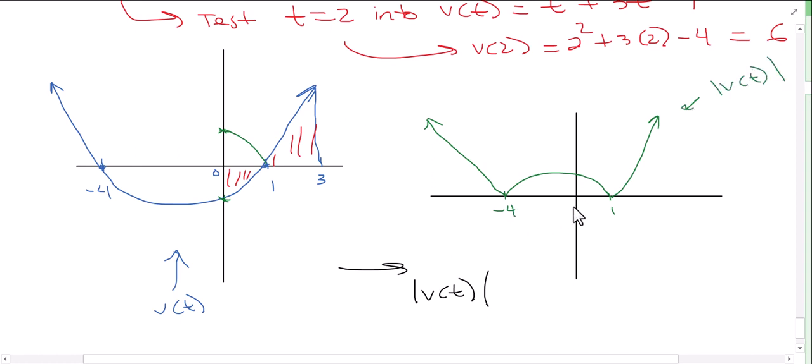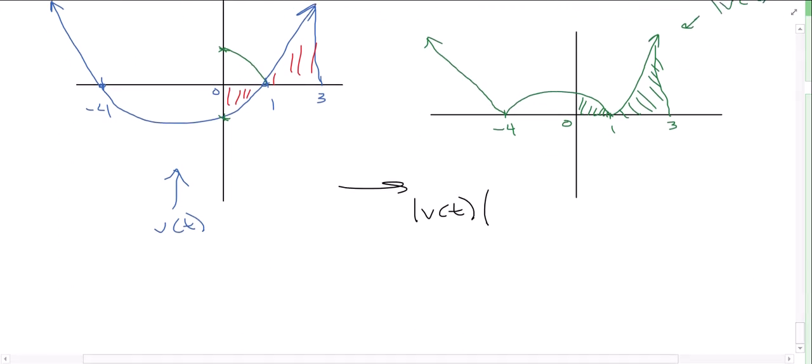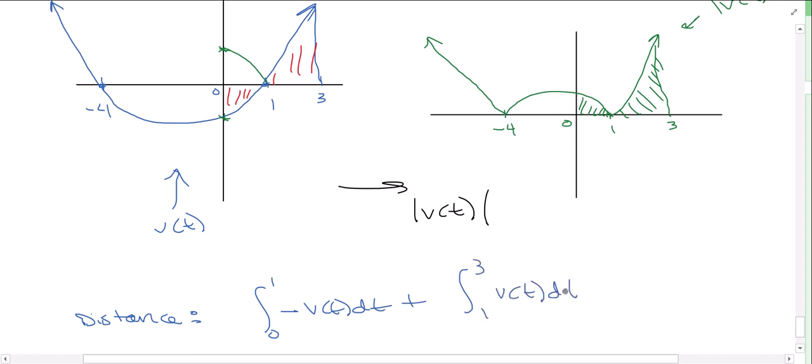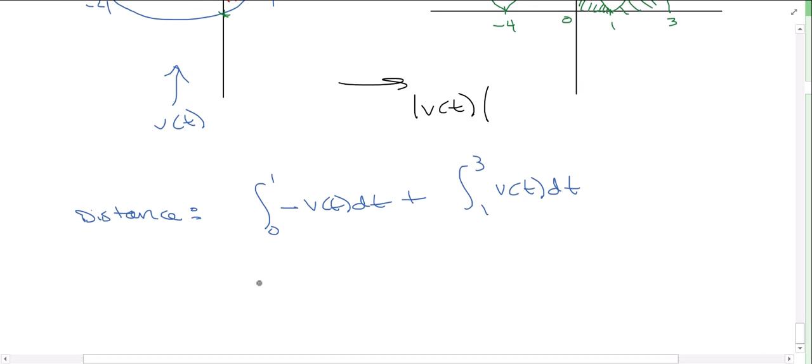And when I'm looking at the distance traveled from 0 to 3, I'm looking at now this area. So from 0 to 1, and then from 1 to 3. So I need 2 integrals for that. So let's go back to it. So the distance is going to be the integral from 0 to 1 of, I had to bring this part of the function up, so that means I put a negative in front of it. So negative v of t dt, and then plus the integral from 1 to 3 of just v of t dt.